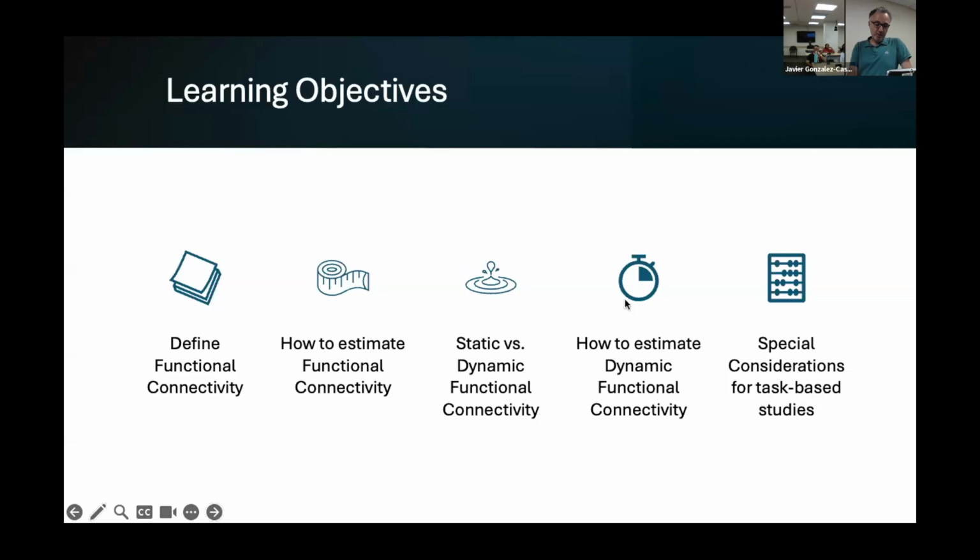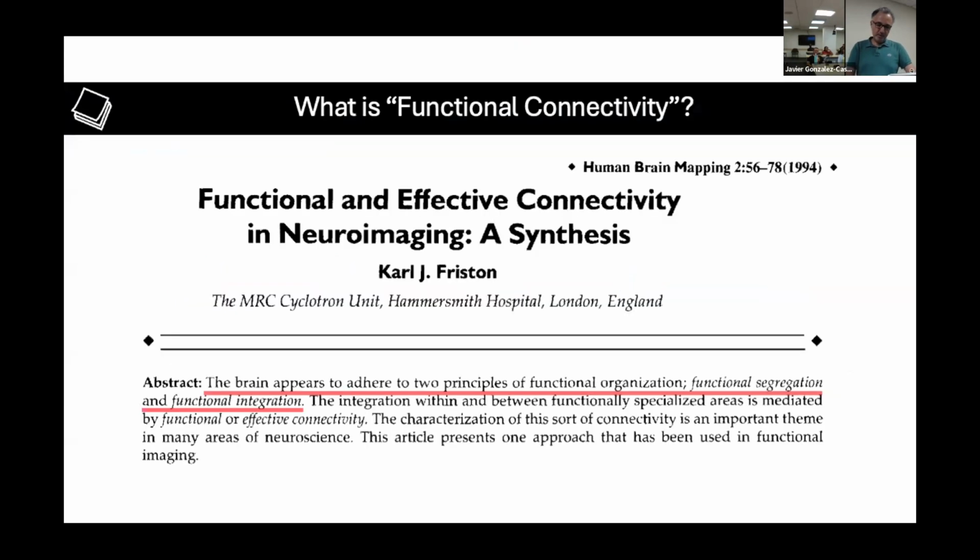And even though a lot of people think of functional connectivity as being just about resting state data, the truth is that you can also do it with task data, but you have to have a couple of extra thoughts or special considerations when doing that. And that's what's going to be the last part of the talk. Of course, please stop me at any moment if you have questions, or you can also ask me at the end. So what is functional connectivity?